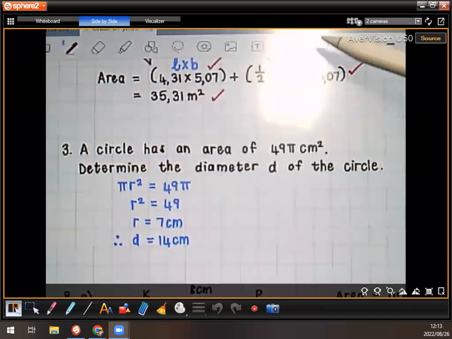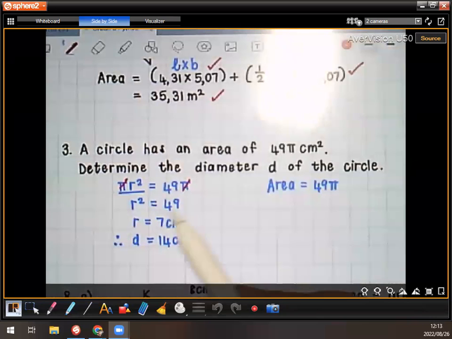So remember, this is what I wrote on the board yesterday, but I wasn't sure if you actually knew what was going on here. This is the formula for area, and this is the actual area. You see what I did? They told us that the area is 49 pi. How do we calculate area? Using pi r squared. So I used the formula.